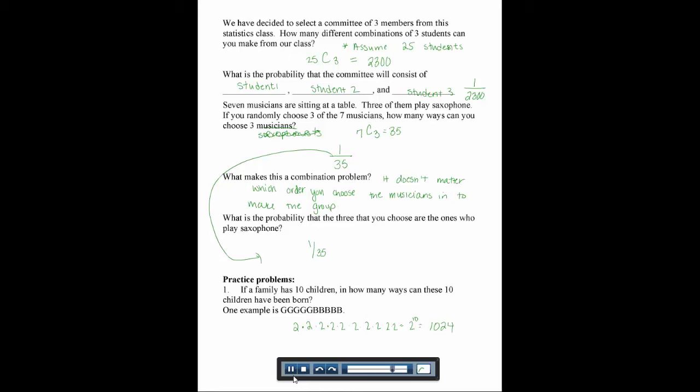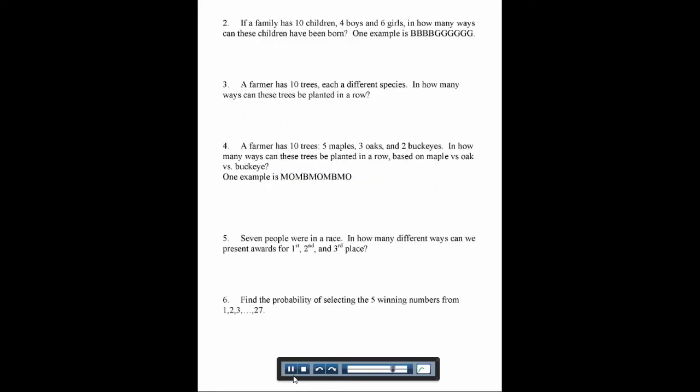Now the next problem, it says if a family has 10 children, 4 boys and 6 girls, how many different ways can these children have been born? Now this is like the Mississippi example. We've got 10 total children. Okay, so 10 factorial, we're repeating 4 boys and 6 girls. So we have 10 factorial divided by 4 factorial, 6 factorial. So here there are 210 different ways those children can be born.